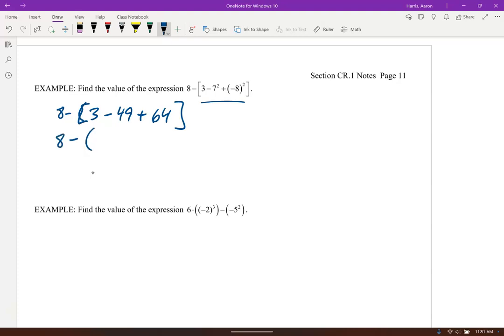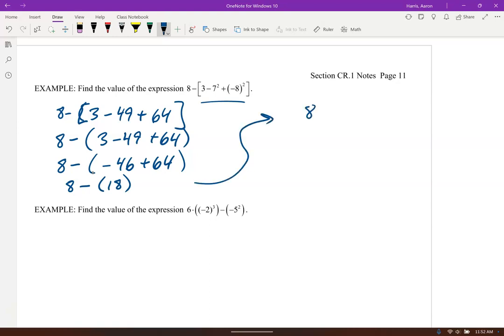So I'm still cleaning this parenthesis up. And I'm going to go addition, subtraction inside my parentheses left to right. So I've got 3 minus 49, I got -46 plus 64. So -46 plus 64 gives me 18. So I got 8 minus 18 at the end. 8 minus 18 gives me -10.